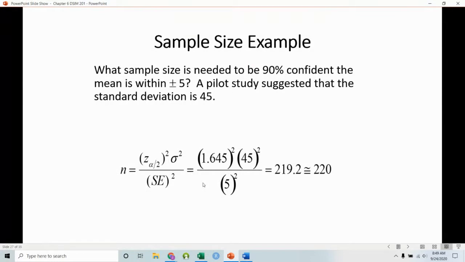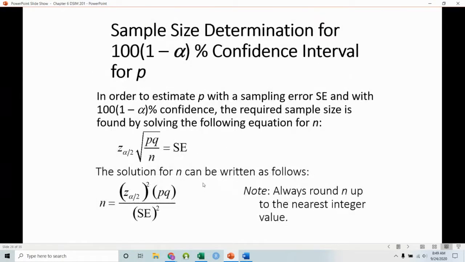So, same idea there. In order to estimate P with a sampling error of SE and with 100 times 1 minus alpha percent confidence, the required sample size is found by solving the following equation for N. It is very similar to the last formula, except that standard deviation is replaced with P times Q. To find the standard error, it was the square root of PQ divided by N, but since we're going to square it, we can remove the square root, so that's why we don't square that proportion.